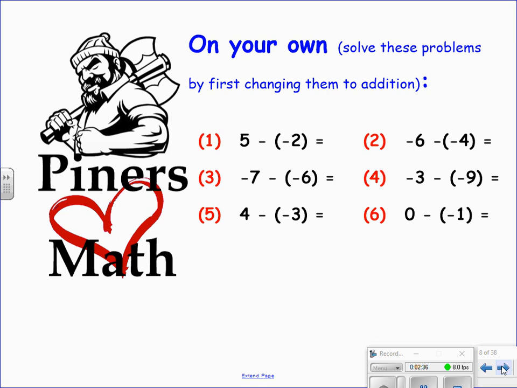On your own, solve these problems by first changing them to addition. For example, if we said that subtracting a negative is the same as adding a positive, then 5 minus a negative 2 would be the same as 5 plus 2. Have these 6 problems and their answers ready when you come to class.